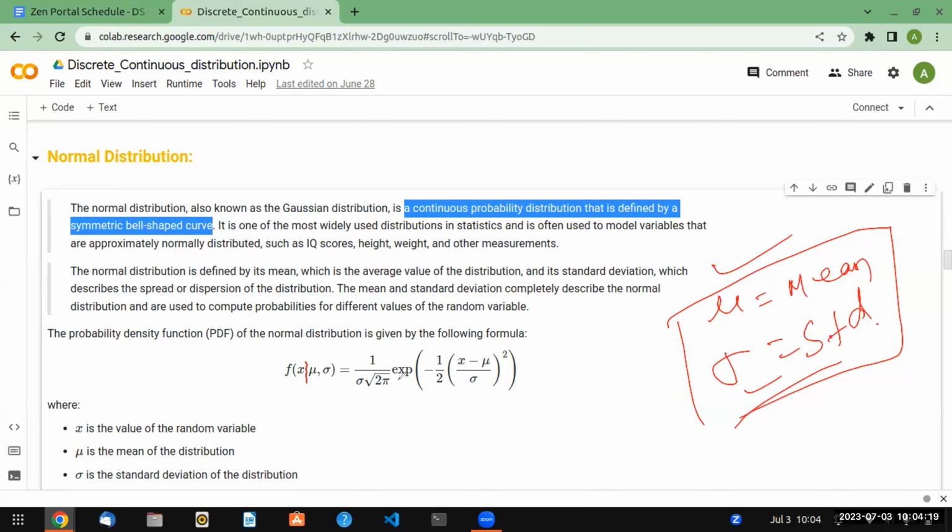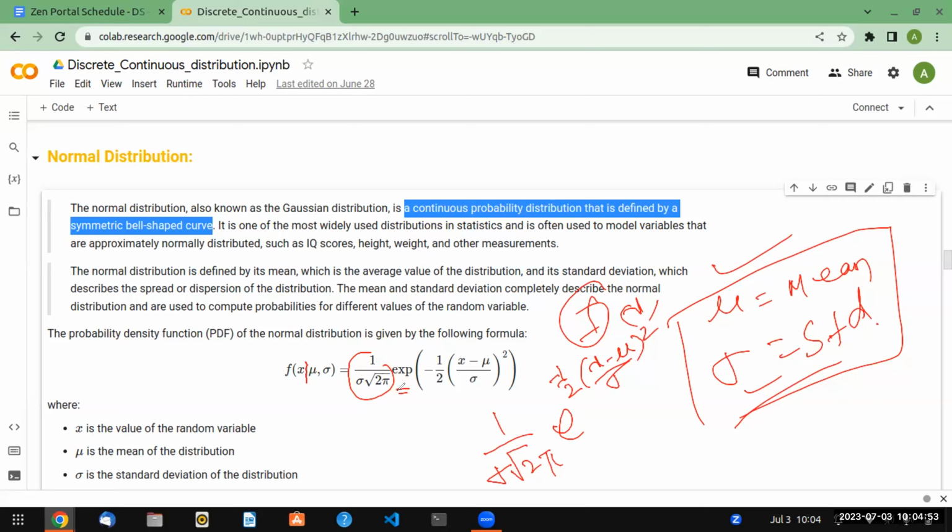And this is the formula: 1 by sigma into root over of 2 pi. This is the mathematical formula of the normal distribution, that f of x. E to the power minus 1 by 2 times (x minus mu) by sigma, whole squared. This is the mathematical formula. And this E is written as exp, which means e to the power.